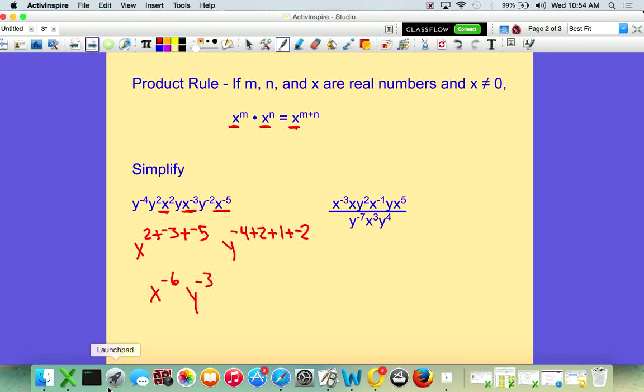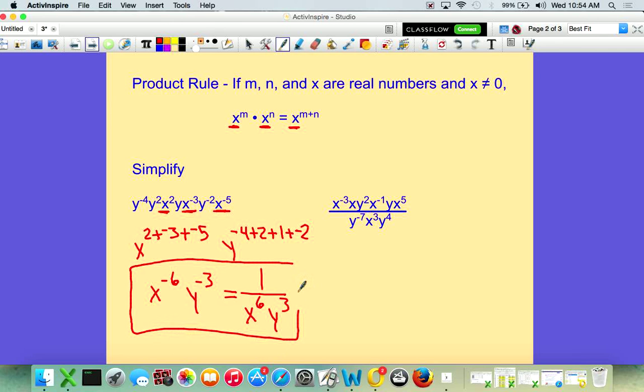If it says simplify with only positive exponents, then we need to make sure that we get rid of our negative exponents here. And remember how we do that is we bring the x down, the negative 6 turns into a positive 6, the y to the negative third turns into a y to the third with a 1 on top. Either one of these are correct, just make sure you pay attention to the directions.